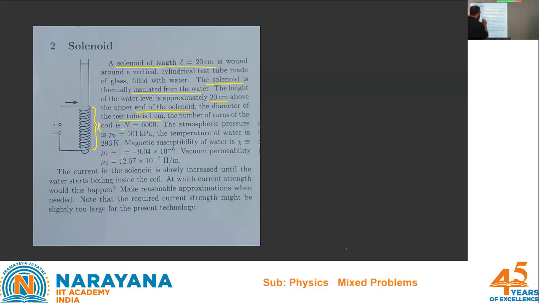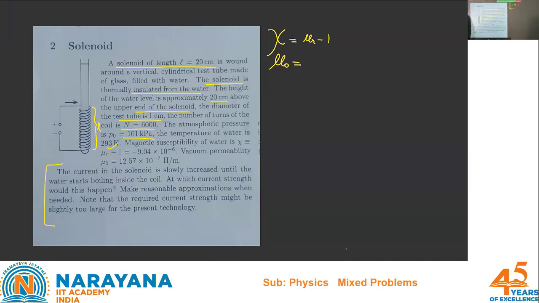The number of turns in the coil is given. Atmospheric pressure is again given, 101 kilopascals. The temperature of the water is also given, 293 Kelvin. Now he has given the magnetic susceptibility chi, and the value of chi is mu r minus 1. That is given. And the mu naught value is also given. So what is the question like?